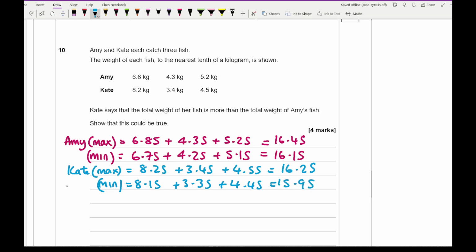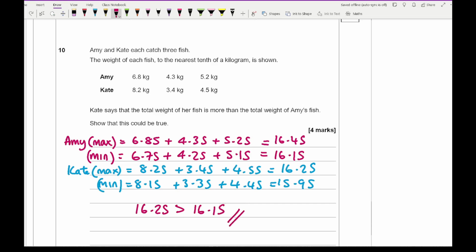Now, again, there are so many different ways that you can prove that this is going to be the case. But as you can see, for the example of where Kate's weight is going to be more than Amy's fish weight, well, basically I could go for Kate's maximum, which is 16.25, is greater than Amy's minimum, which could happen, 16.15, and there is one outcome.